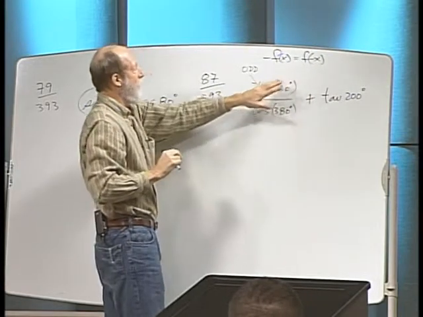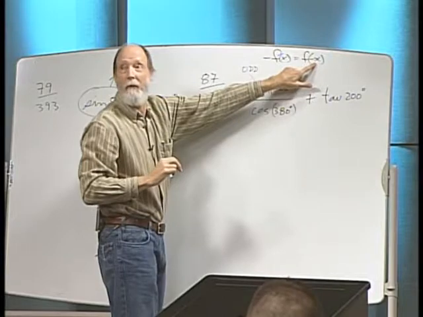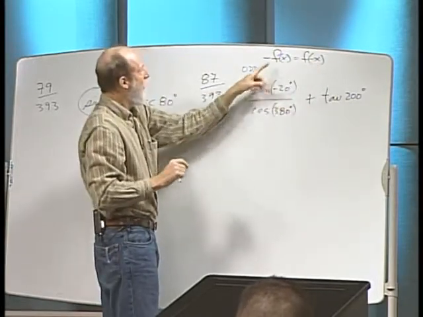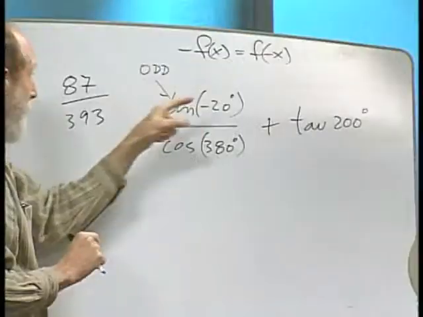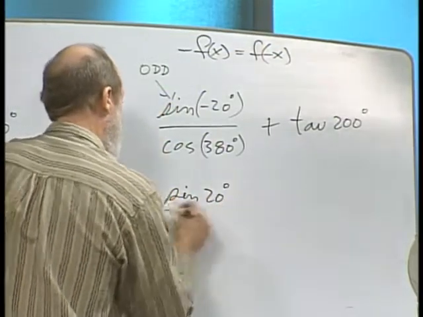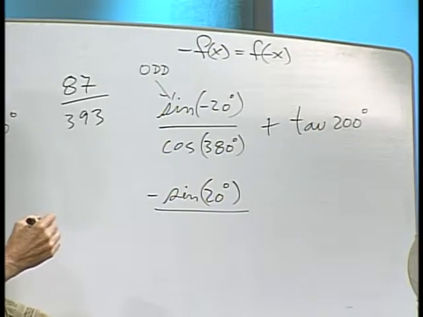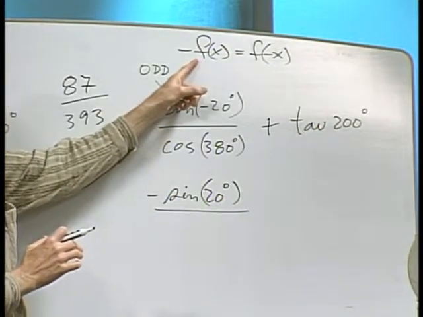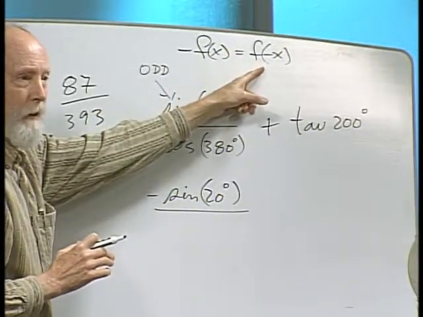Okay? And notice you have the sine of negative 20 degrees, which would correspond to this. And then what that would be equivalent to would be the negative of the sine of positive 20 degrees for that numerator. All right? Let's say you did not remember this algebra or this definition of an odd function here.